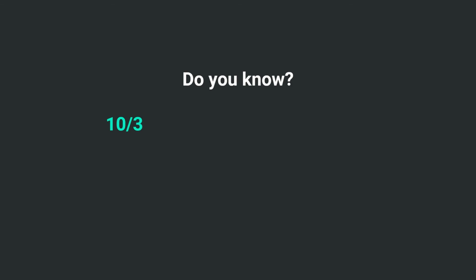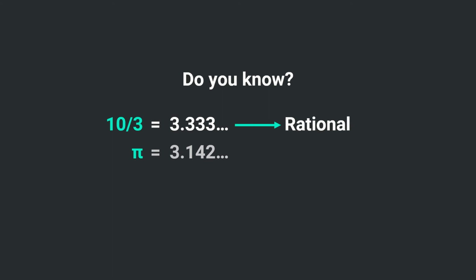Do you know that 10 upon 3, which equals 3.33, is a rational number, but pi, which equals 3.142, is an irrational number? But why? In this video, we will learn the basic concept of rational and irrational numbers.